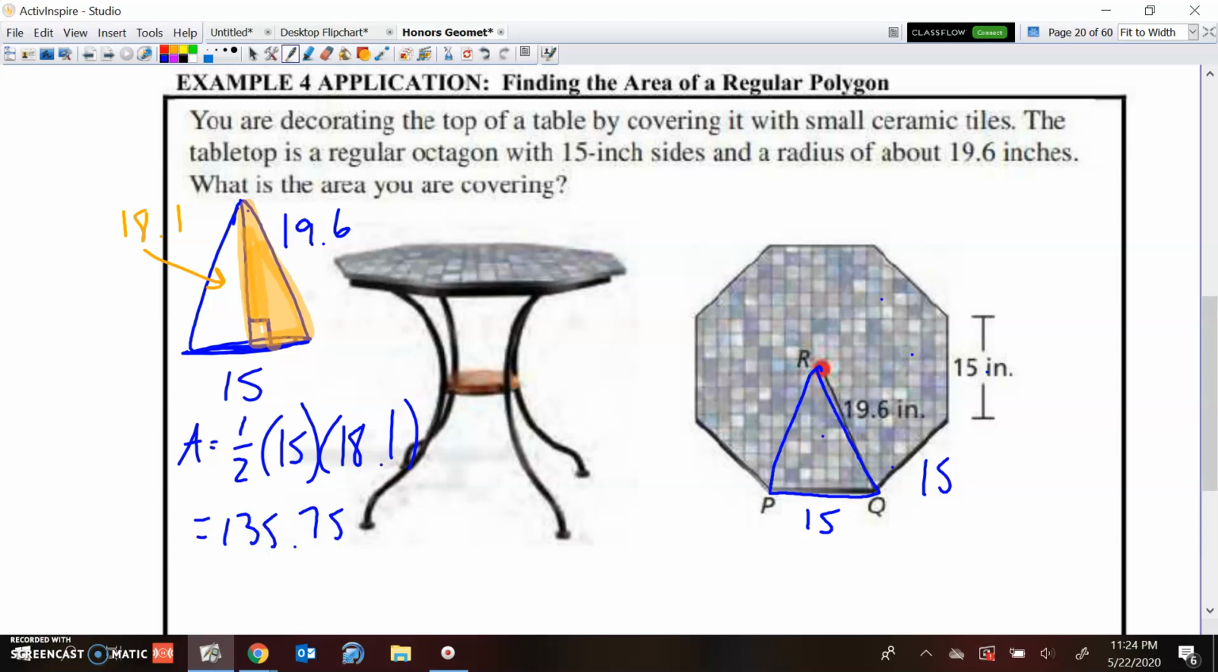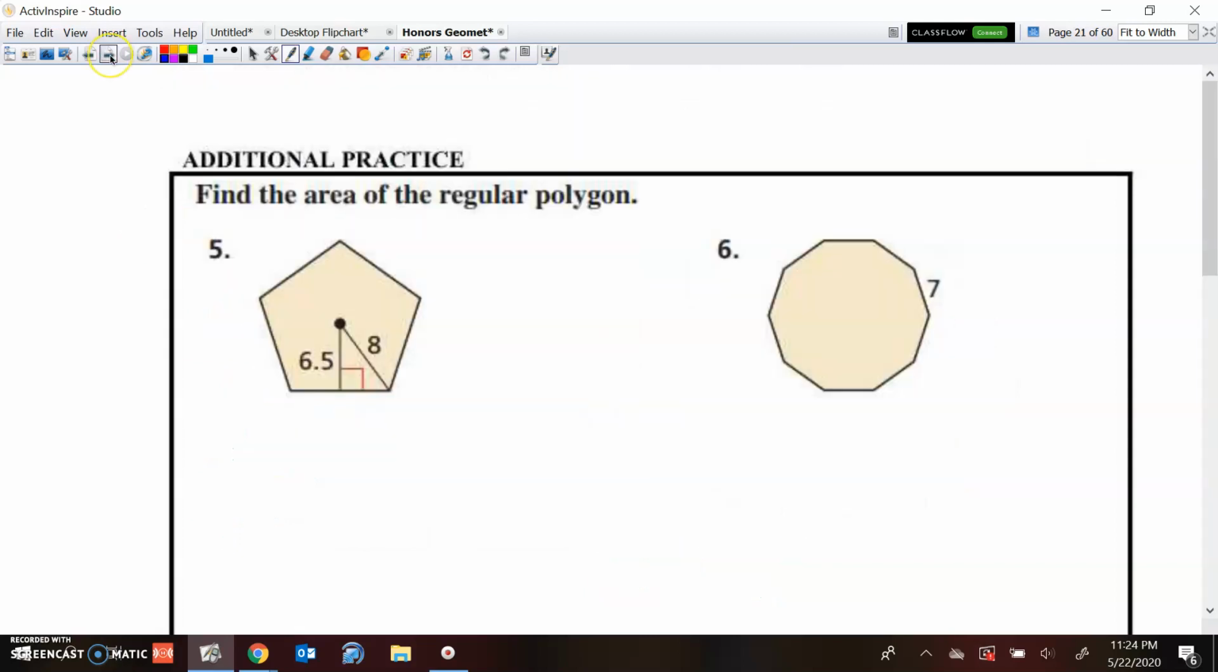Well, they told me that it was a regular octagon, so I multiply this one area, which is 135.75, times 8, and that's going to give me 1,086, and we're talking here inches, so square inches. So that's going to help me figure out how many tile I'm going to need. And that's the purpose of this one. Okay, now that's only one way of doing it. You could have also done our trig functions, but we're going to practice that in the next problem.